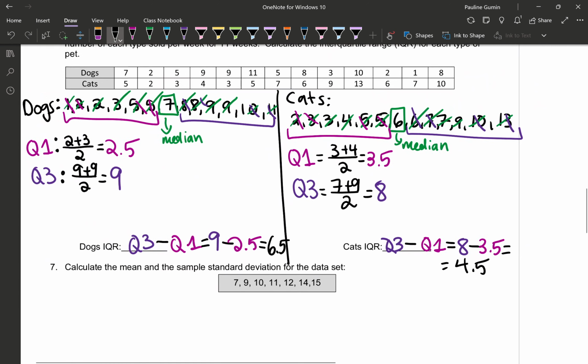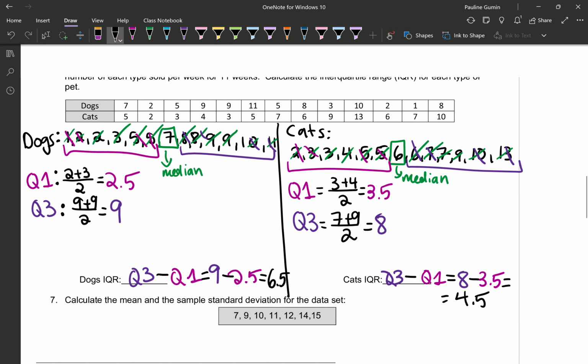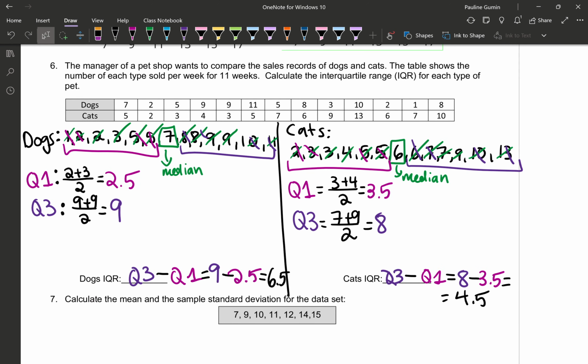So what does that mean? How can we use those IQRs to understand anything about these scales? Well, the higher the IQR, the more spread out the data. So there's more variety to the data. It's a little less consistent. So the smaller the IQR, that means the data is more clumped together. It's less spread out, and the numbers are more consistent in this data. It looks like the cats have a smaller IQR, which means this pet shop seems to be selling cats a little bit more consistently.